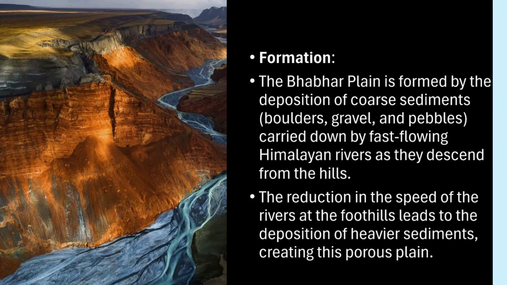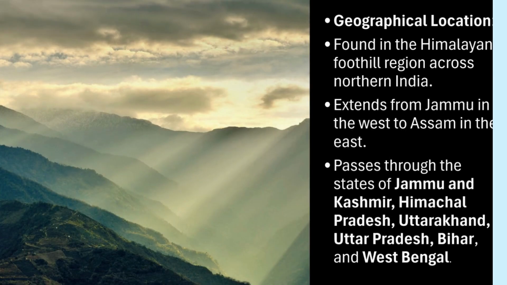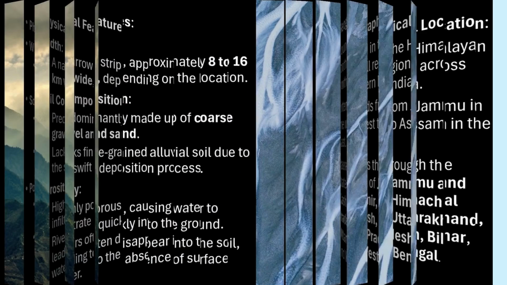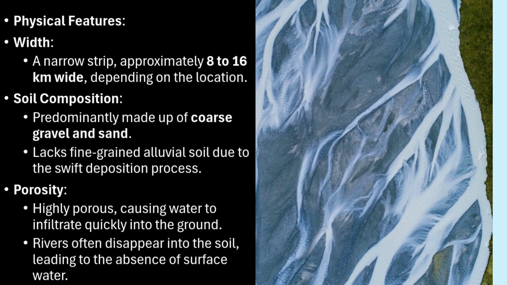Now, these are porous plains. What do you mean by porous plains? Porous plains are the plains which have tiny, tiny holes which can absorb water like a sponge. Cool, right? Geographical location. We saw that they are located in the Himalayan foothill region. It extends from Jammu in the west to Assam in the east. Great, right? Long plains.